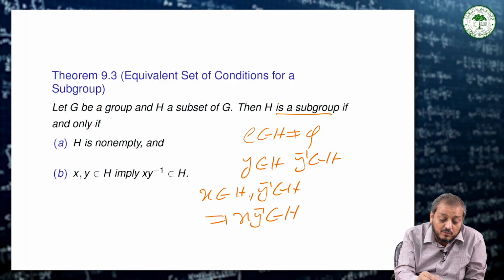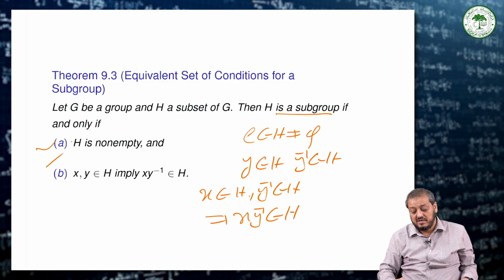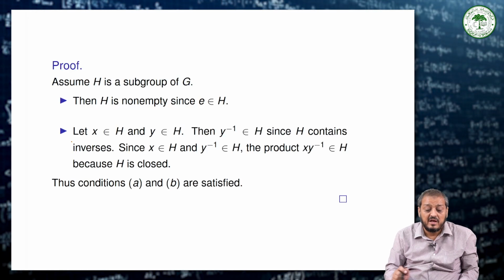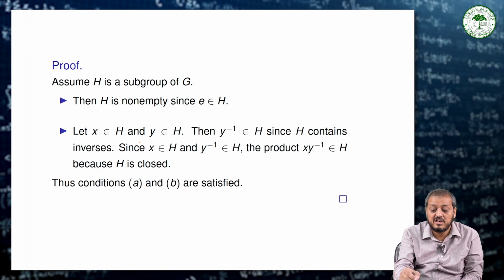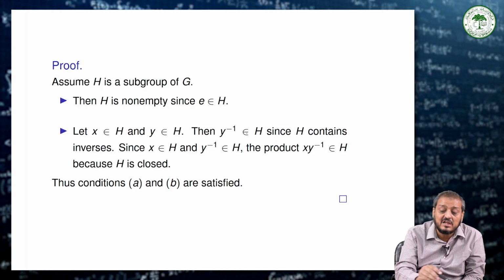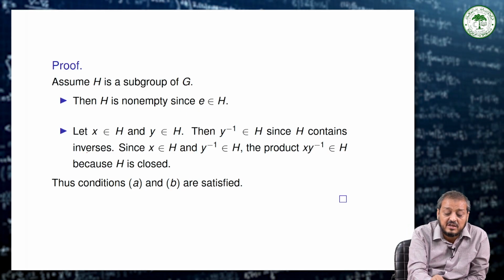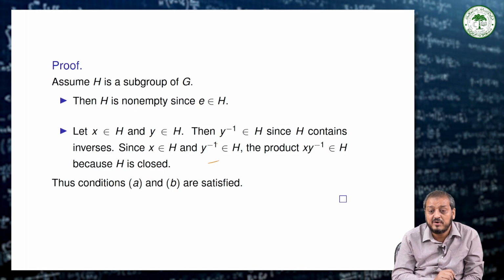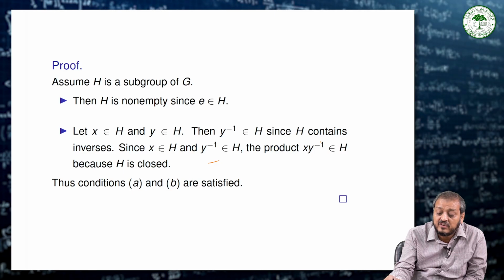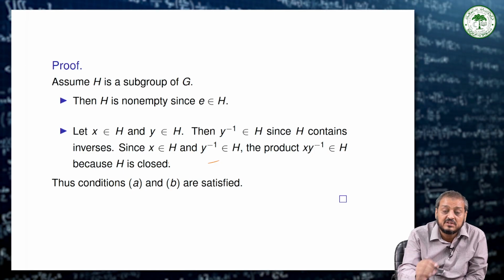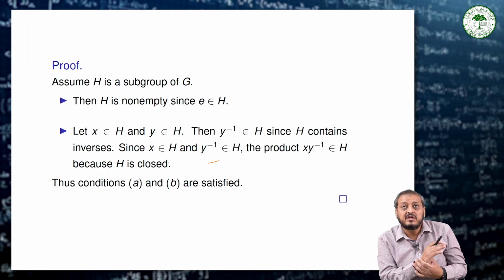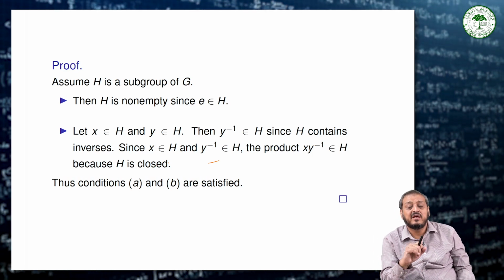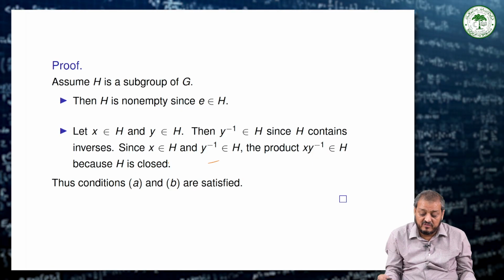So if it is a subgroup, then these two properties hold trivially. If x is an element of H and y is an element of H, then y inverse is also an element of H since H contains the inverses. Since x is an element of H and y inverse is an element of H, the product x y inverse is also an element of H because H is closed. Thus conditions A and B are satisfied in this case. So we have proved the one way.